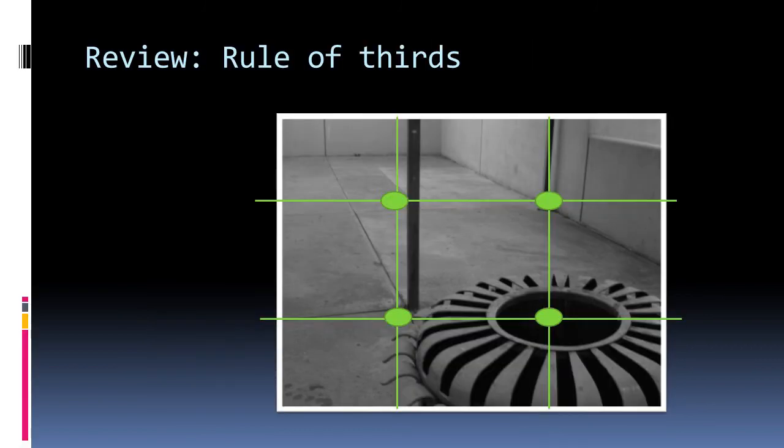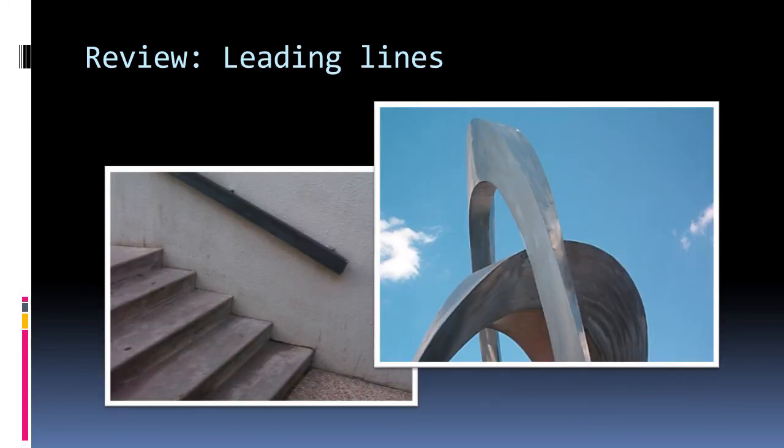Let's review. Rule of thirds. The subject or focal point should not be in the center of the photo. Possibilities: top right, top left, bottom right, or bottom left. Leading lines. Leading lines are strong lines or curves. They may be parallel or opposing. Leading lines are often combined with other techniques.